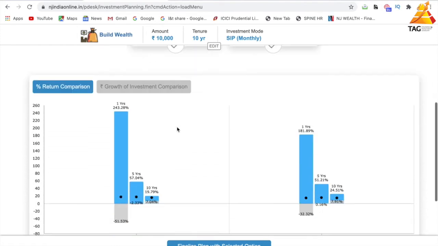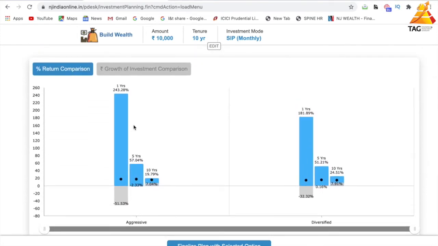Now let us move forward and see what the options available are and what the risk versus reward ratio is in this plan. We've taken a horizon of 1 year, 5 years and 10 years for explanation's sake, to show the maximum and minimum return. The highest 1 year return in an aggressive plan is 243%, and the minimum return in 1 year is minus 51%. Somebody who invested 10,000 rupees for 1 year, the money would have doubled at the highest return, and at the lowest, the money would have become half. Similarly, in a 5-year horizon, the highest return is 57%, the lowest return is minus 2.33%. In a 10-year period, the beauty is that there are no negative returns, and the highest return is 19.79% and the lowest return is 7.04%.